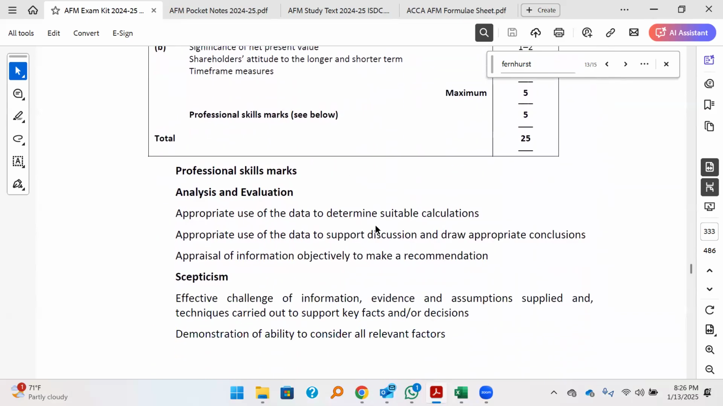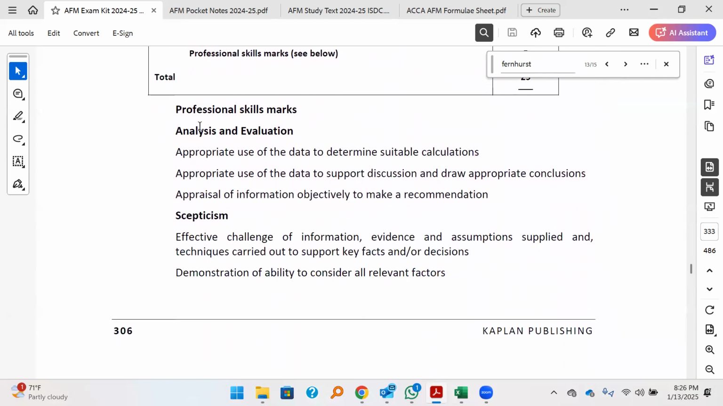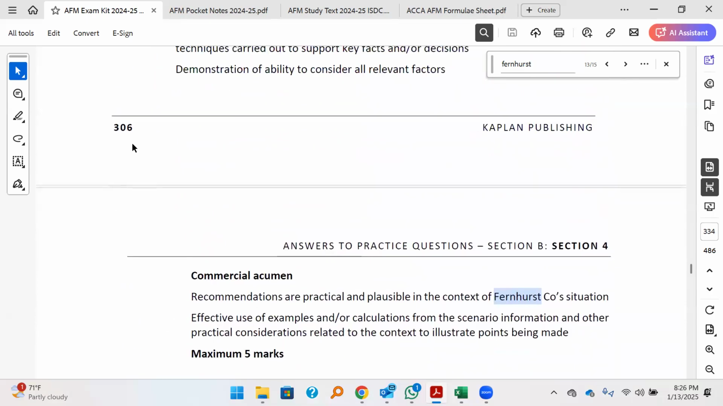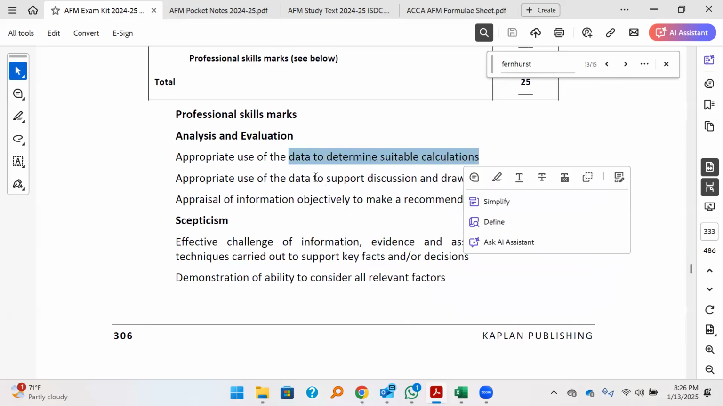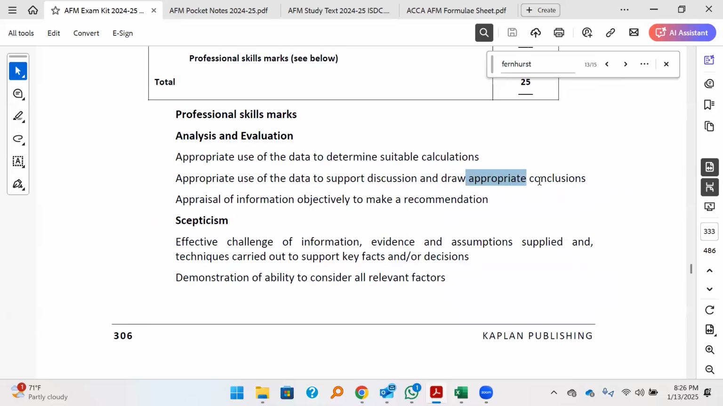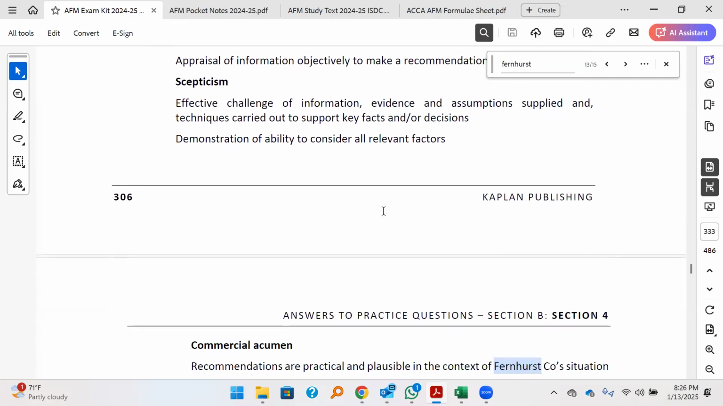Okay, so now when you go to this last part of the answer, they explain to you what these professional skills are. And you can see here, analysis, as we said, use the data to determine stable calculations. Then you support discussion using the data and you draw conclusions. That is analysis and evaluation. Then skepticism, challenging information, evidence, and assumptions supplied, looking at everything.